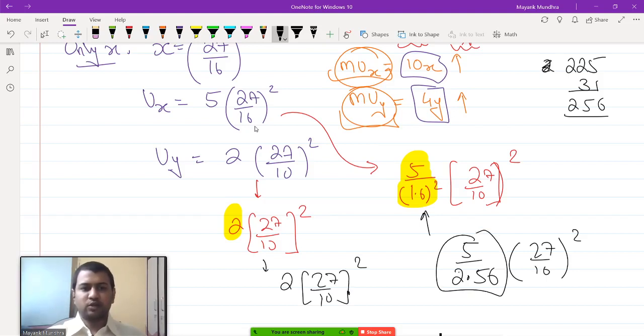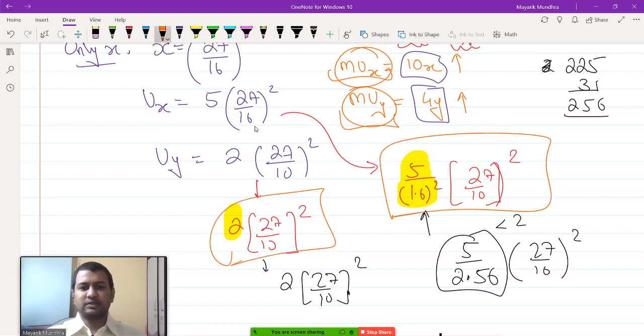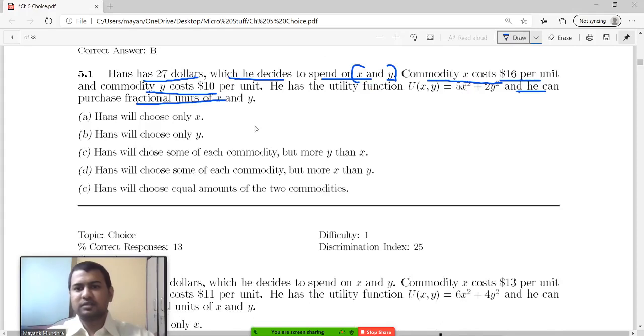So 5 by 2.56 will be less than 2. So this quantity is going to be less than that quantity. This is larger, so consuming only y is going to give you higher utility. So in this situation you are going to consume only y.